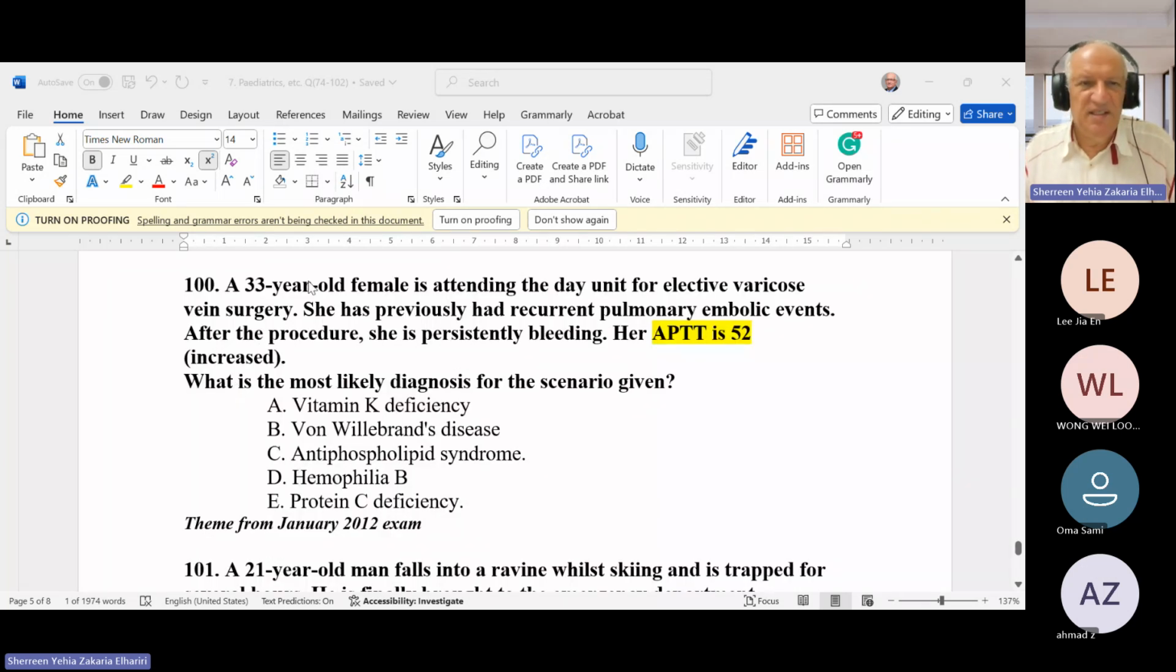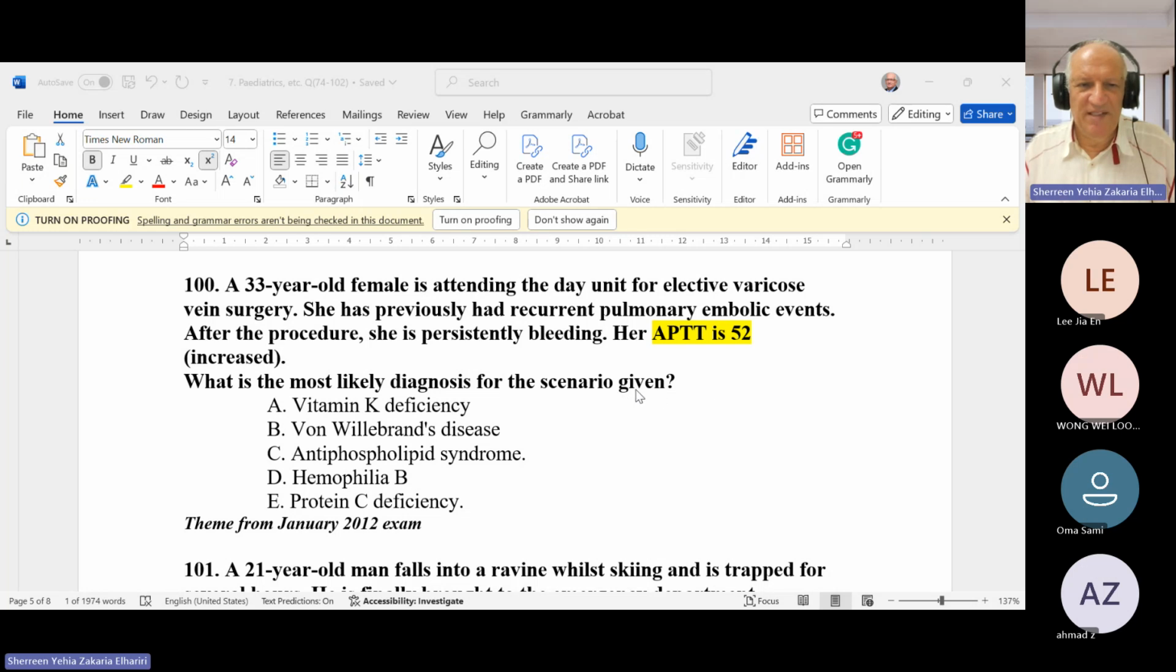Question 100: a 33-year-old female attended the day unit for elective varicose vein surgery. She has previously had recurrent pulmonary embolism events, so she has a history of thrombosis. The patient is 33, so she is not old, so not atherosclerotic. After the procedure, persistent bleeding, and the APTT is increased. So what is the most likely diagnosis?